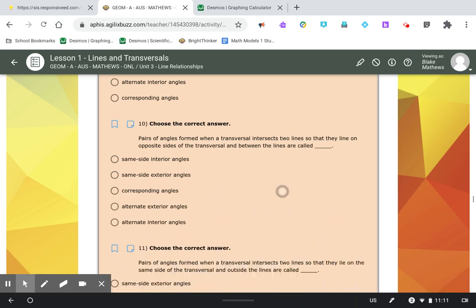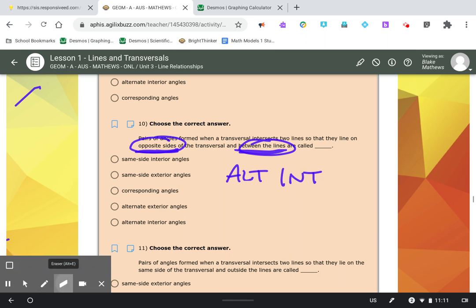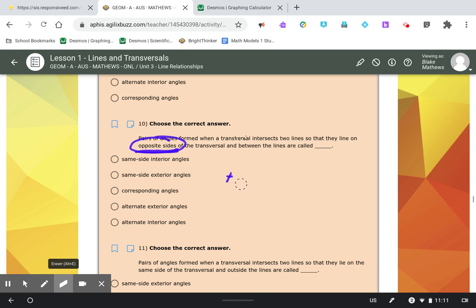So you need to read the definition. Pairs of angles formed when a transversal intersects 2 lines so that they lie on opposite sides, alternate, of the transversal and between the lines, interior. Look, I just did that one for you. So the key words here are either opposite side or same side, and then between the lines or outside the lines. So between the lines would be interior, outside the lines is going to be exterior. So there's number 10 for you right there. That one's made pretty easy. So just read those definitions carefully and match them up with the definitions you have in the unit or using the diagrams we went over.